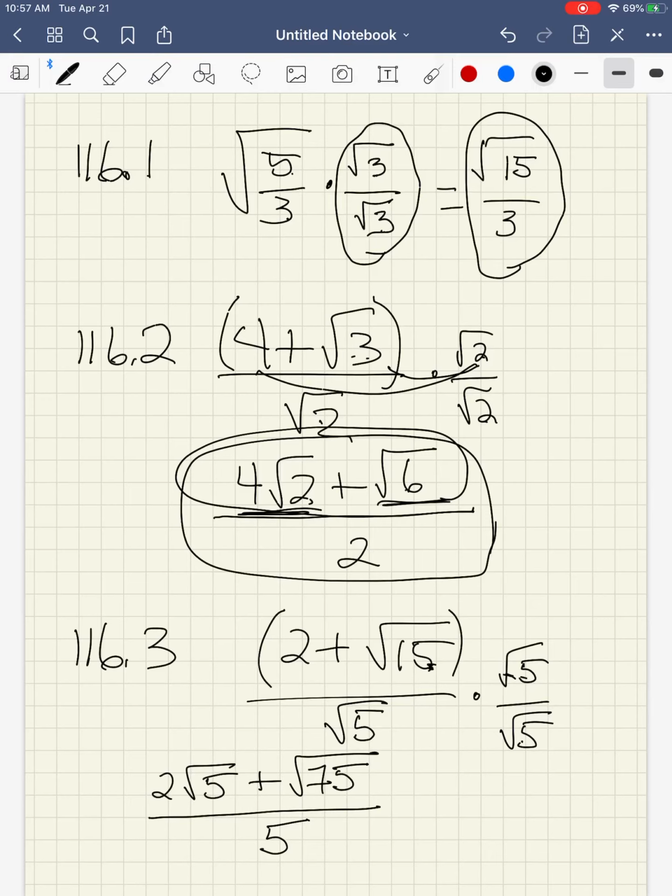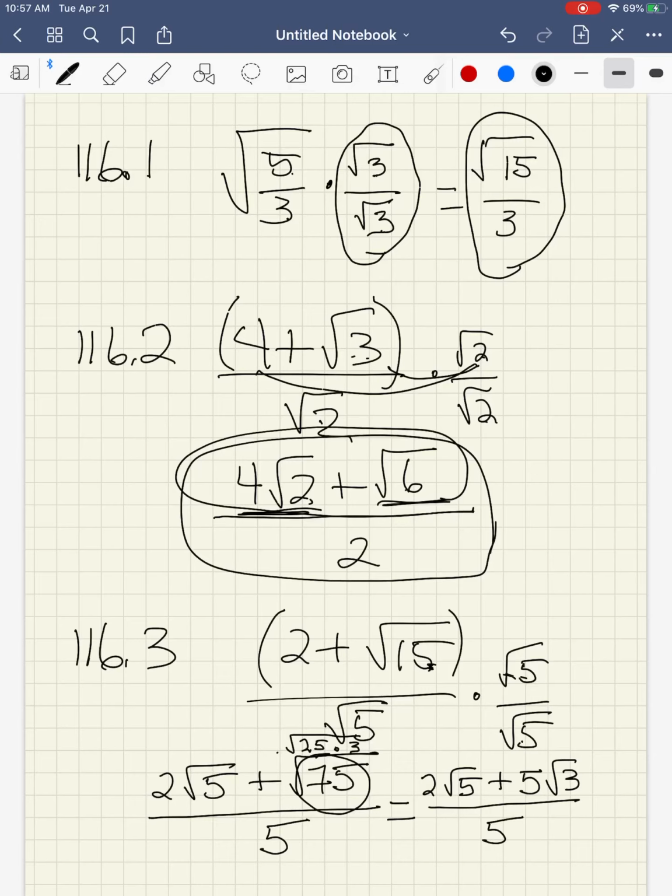The square root of 75 can be simplified. What goes into the square root of 75 that's a perfect square? 25, right? 25 times 3. And what's the square root of 25? So this becomes, the 2 square root of 5 stays the same, but now this is going to become, the square root of 25 comes out, the square root of 3 stays under, and then 5.